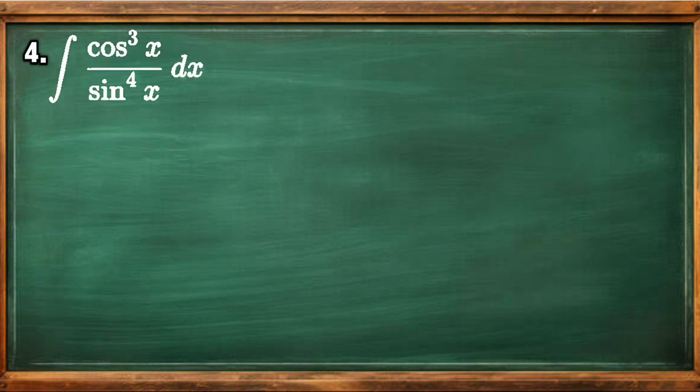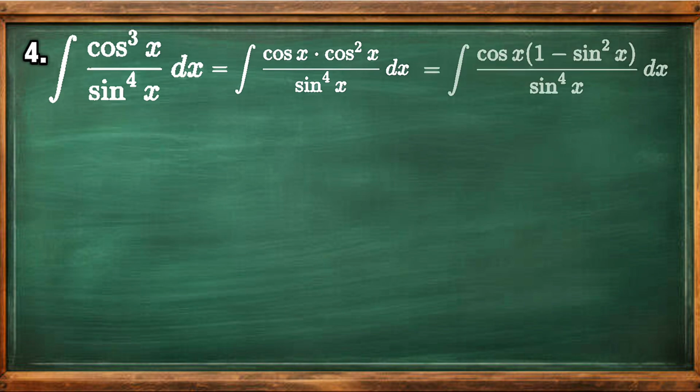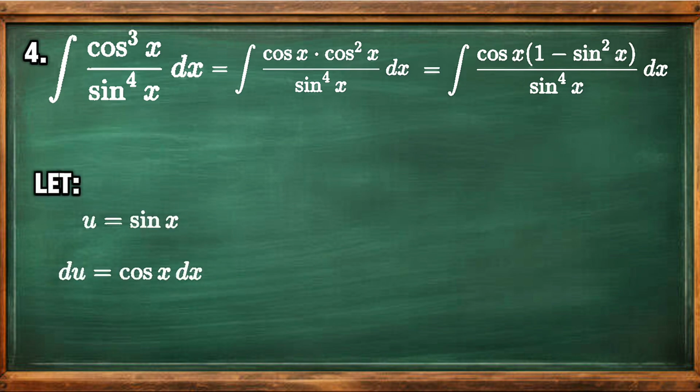To integrate cosine cube x over sine raised to 4 x dx, we begin by writing the numerator as cos x times cosine squared x and using the identity cosine squared x is equal to 1 minus sine squared x. This transforms the integral into the integral of cosine x times (1 minus sine squared x) over sine raised to 4 x dx. Then, let u is equal to sine x so that our du is equal to cosine x dx.